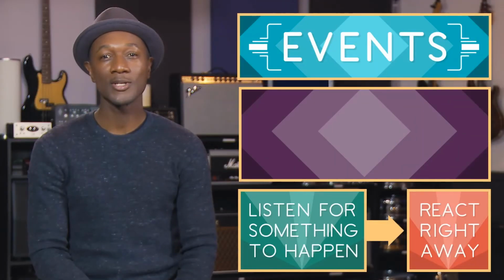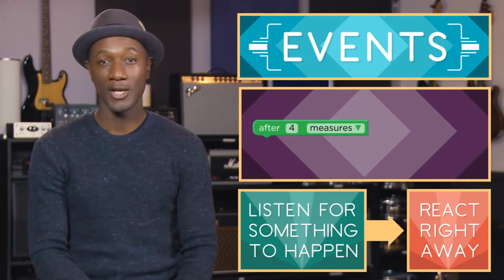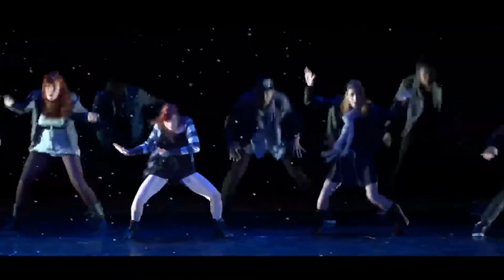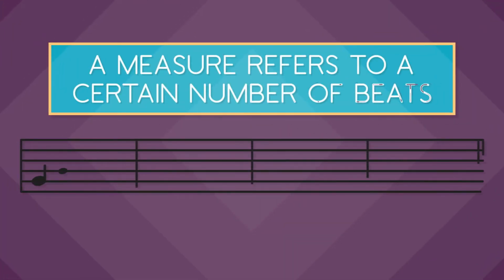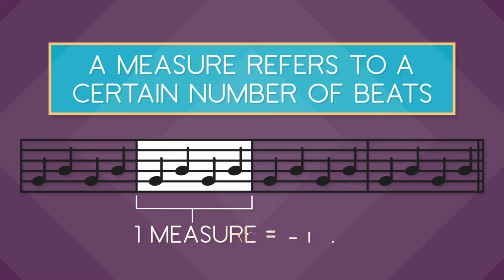The event we're going to use now will listen for a change in the song. The change will trigger your dancer to do a new dance. Professional dancers practice their choreography by counting the beats of the song. In music, a measure refers to a certain number of beats. In most popular songs, a measure is 4 beats long.